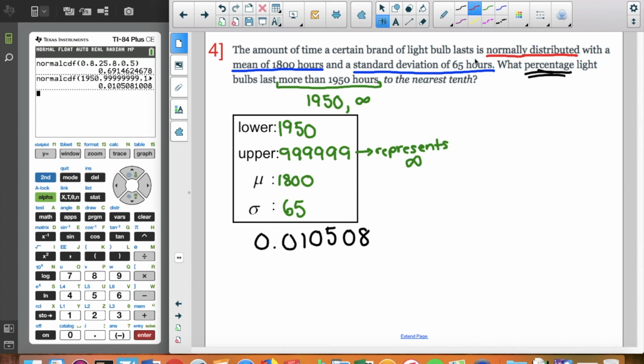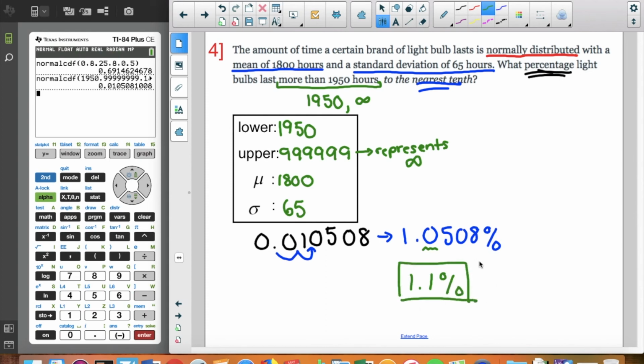So we move the decimal place over 1, 2 spaces, and it becomes 1.0508%. And then it says rounded to the nearest tenth. The tenths place is right over there. So we look at the 5. Since this is a 5, it becomes 1.1%. So that tells us that 1.1% of the light bulbs last more than 1,950 hours.